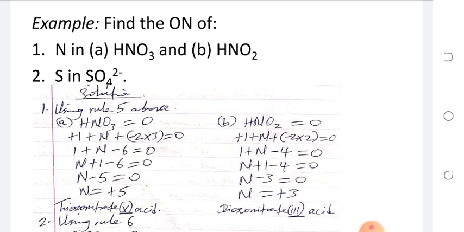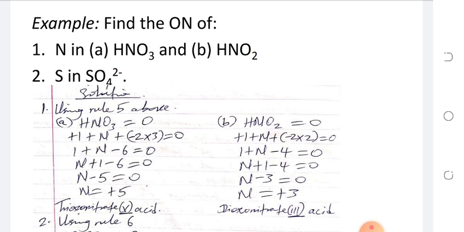So that means the oxidation number of nitrogen in this compound HNO3 is +5, and that is why the name of the compound is trioxonitrate 5 acid. That 5 is the oxidation number of nitrogen there. Trioxo, 3 oxygen. That is, there are 3 oxygen atoms in the compound.